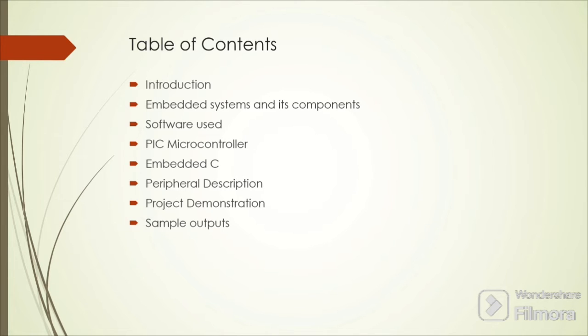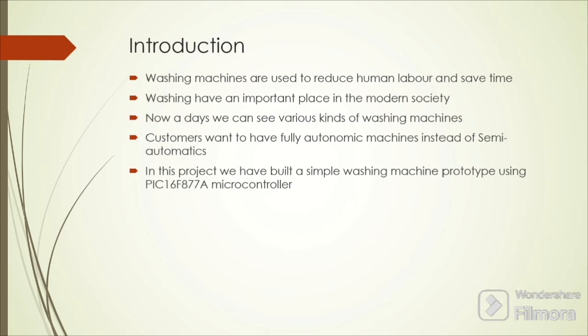So let's go into a brief, in-depth intro about this project. This project explains about washing machines. We know washing machines are used for daily purposes in our homes. Whenever we are washing clothes by hand, it takes more time and we spend more time on that. So for that purpose, instead of human washing, we are using an automatic machine. It can also save human time.